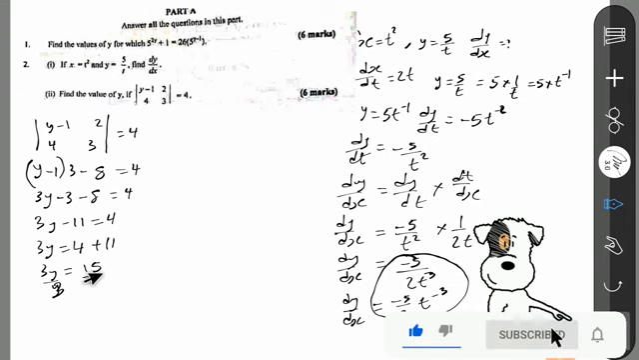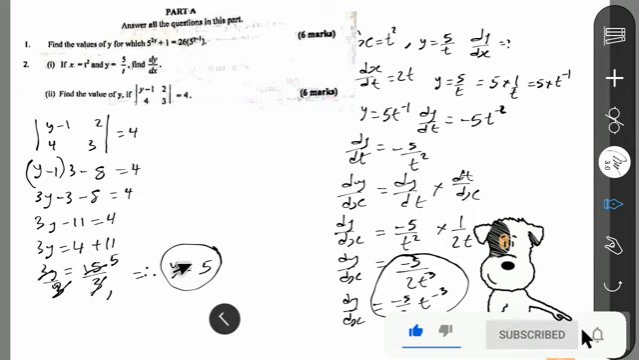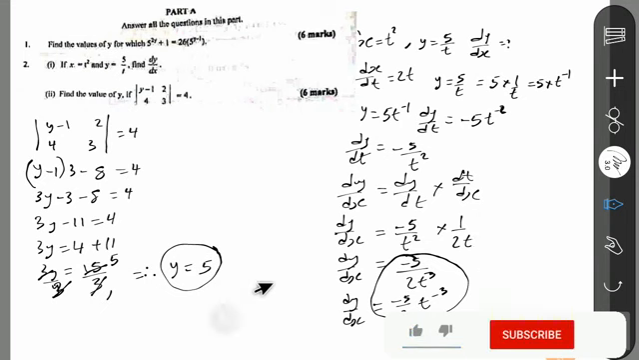Divide both sides by 3. So this 3 here cancels the 3 here, and 3 into 15 is 5. So therefore our y is equal to 5. So the solution for the value of y in this question is 5. So guys, that is the solution to this particular question 2.